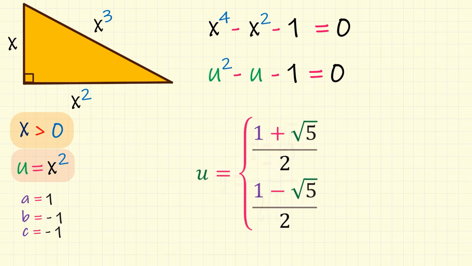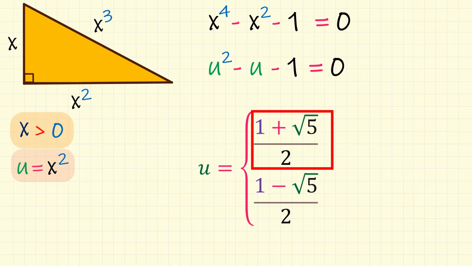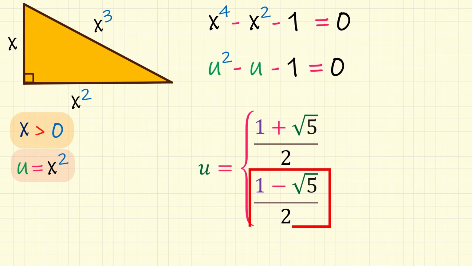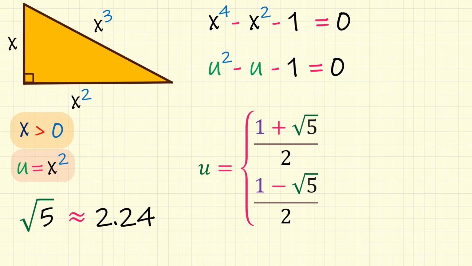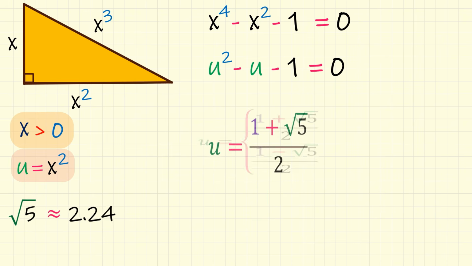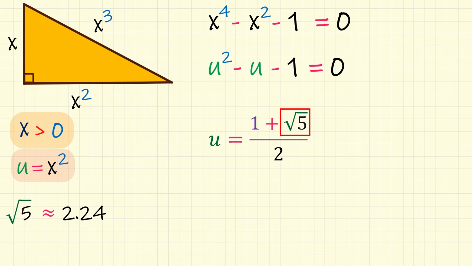This leaves us with two potential solutions for u. 1 plus the square root of 5 over 2, or 1 minus the square root of 5 over 2. Now, let us carefully analyze both options. The square root of 5 is approximately 2.24. Therefore, 1 minus 2.24 produces a negative result of approximately -0.618. However, recall that u was defined as x squared. The square of any real number can never be negative. Thus, we reject the negative root as an unacceptable solution, leaving only the positive value, u equals 1 plus the square root of 5 over 2.